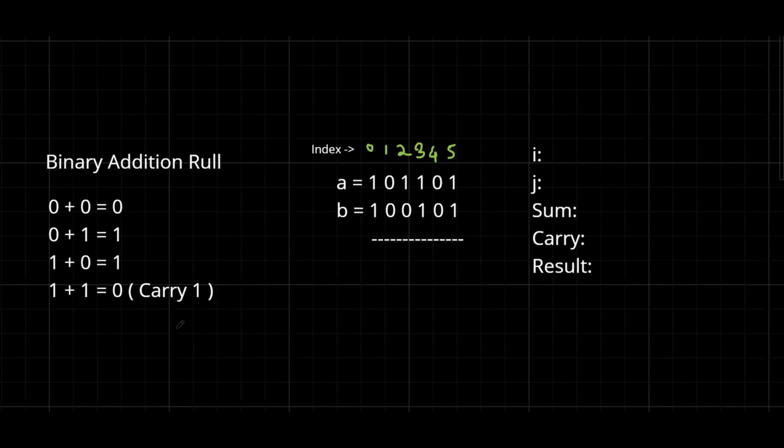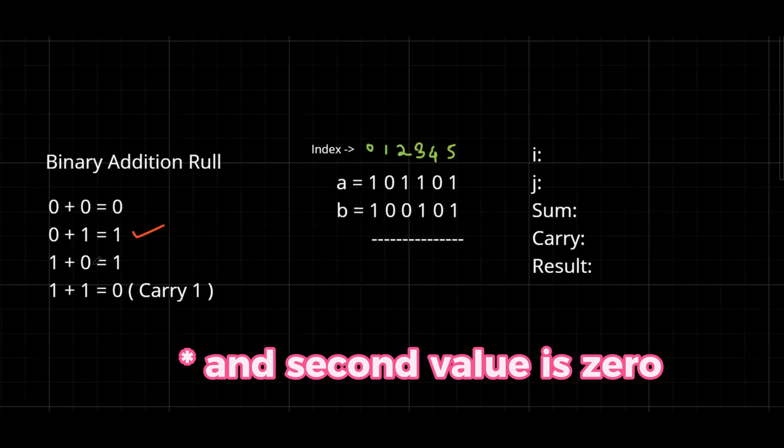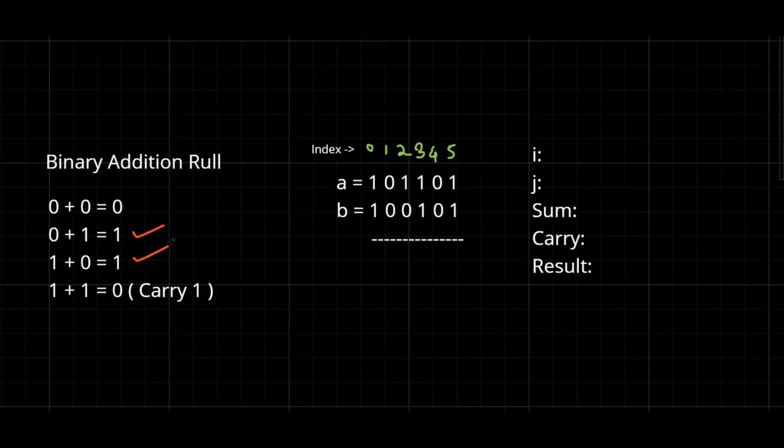As this is the typical binary addition problem, we have to understand the binary addition rules. The binary addition rules are: if both of the values are 0, the result will be 0. If the first value is 0 and the second value is 1, the result will be 1. If the first value is 1 and the second value is 0, the result will be 1. And if both of the values are 1, then the result will be 0, but the carry will be 1. Anyways, I hope you understood the rule.